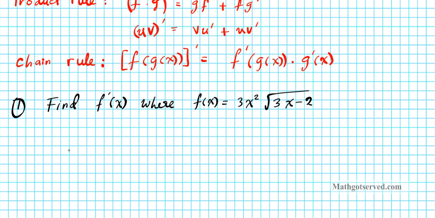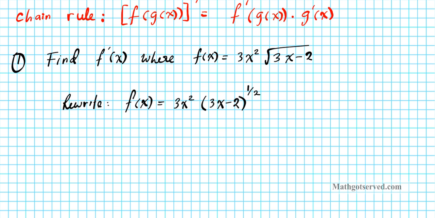Okay, so what we're going to do first is rewrite this function so it's easy to differentiate. So if I rewrite it, I'm going to rewrite f of x as 3x squared times (3x minus 2) raised to the 1 half. You see, expressing this radical function as a power makes it easy for me to make use of the power rule when differentiating. All right. So if you take a look at this setup, you can see that this first function right here, this quadratic function, is u, and this composite function, which is a composition of a radical and a linear function, is v.